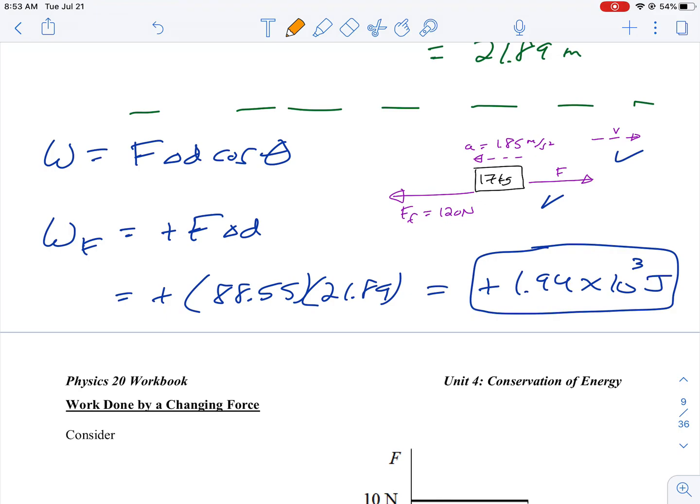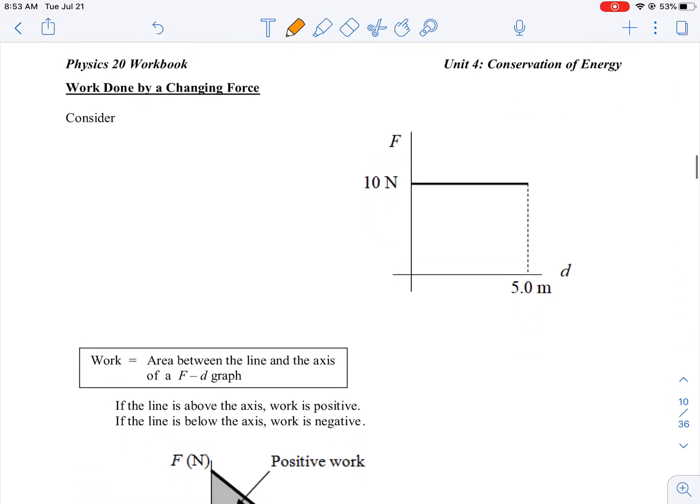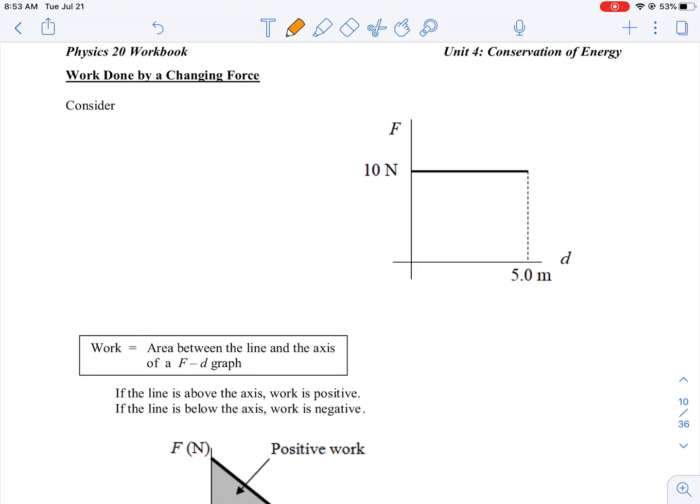So definitely get some practice on that. Now, just one more thing. We've been dealing with the work done by a constant force. Now let's do work done by a changing force.